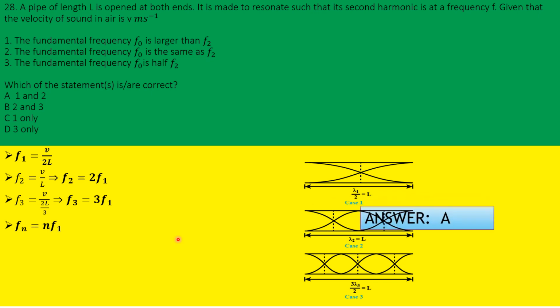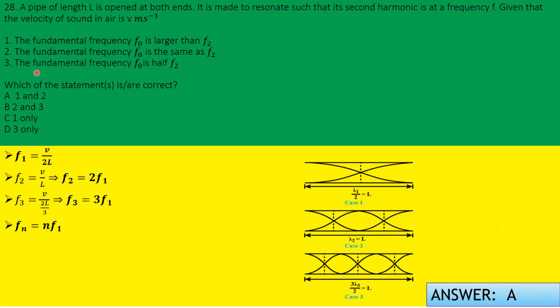So our answer is A, because A says the fundamental frequency F0 is larger than F2. What? No, this is a mistake. Larger than F2, that's not true. F2 is larger than the fundamental frequency. 2 says the fundamental frequency F0 is the same as F2, that's not true. 3 says the fundamental frequency F0 is half F2, correct? So 3 only is correct, so our answer here is D. So sorry guys, that's not A, it's D.